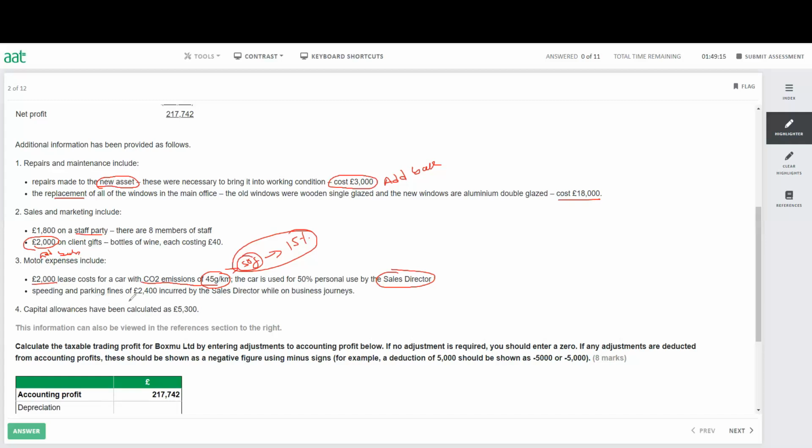Speeding and parking fine 2,400 incurred by the sales director while on a business journey. It doesn't matter whether it is a business journey or personal journey. If there is a fine or penalty, it is not allowable expenditure. So 2,400 we have to add back.